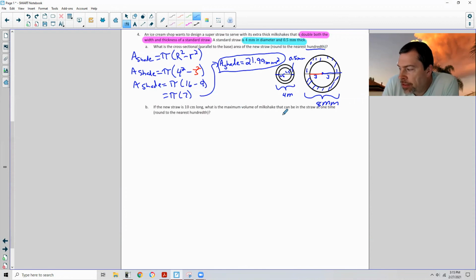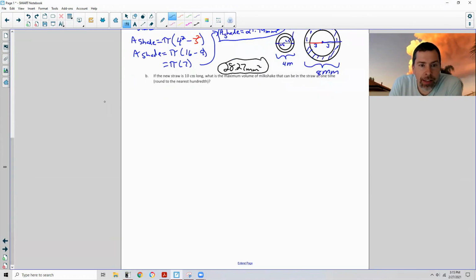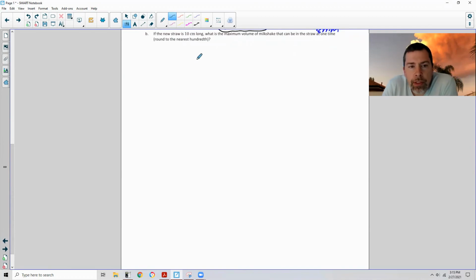If you were thinking that the straw was bigger because you were thinking of the inside being 4, and then the new one would become 8 plus these 2 would make this 10. So your answer would be 28.27 millimeters squared. So that would be if you were thinking of inside diameter being these values. I was thinking of the outside diameter. It did not say inside diameter, it just said diameter. So who knows? Anyway, it's all on how you see a problem.